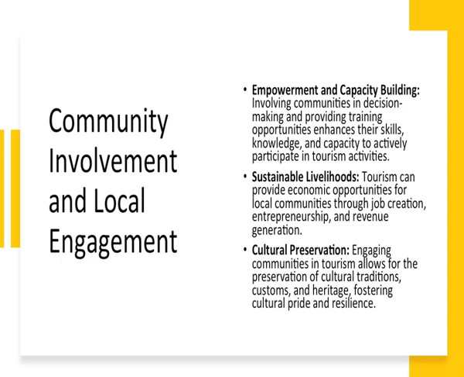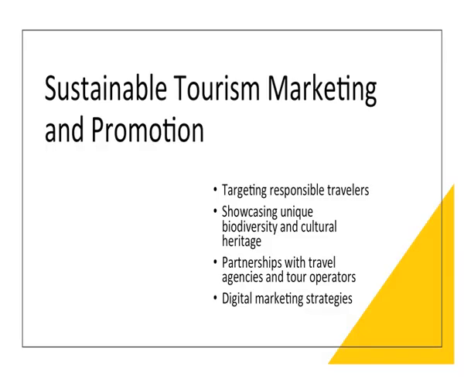Now, what has been the role of community involvement and local management in promoting protected areas and sustainable tourism? It basically leads to empowerment and capacity building, which involves communities in decision making and provides training opportunities, enhancing their skills, knowledge, and capacity to actively participate in any tourism activity. Second is sustainable livelihoods. Tourism can provide economic opportunities for local communities through job creation, entrepreneurship, and revenue generation. The third is cultural preservation. That means engaging communities in tourism allows for the preservation of cultural traditions, customs, and heritage, fostering cultural pride and resilience.